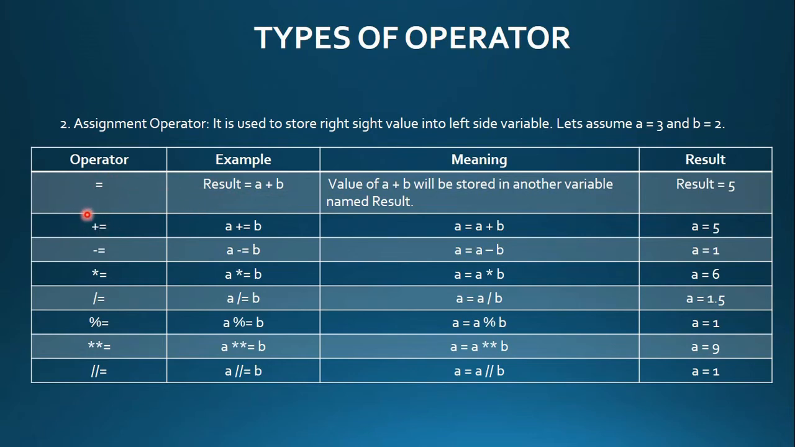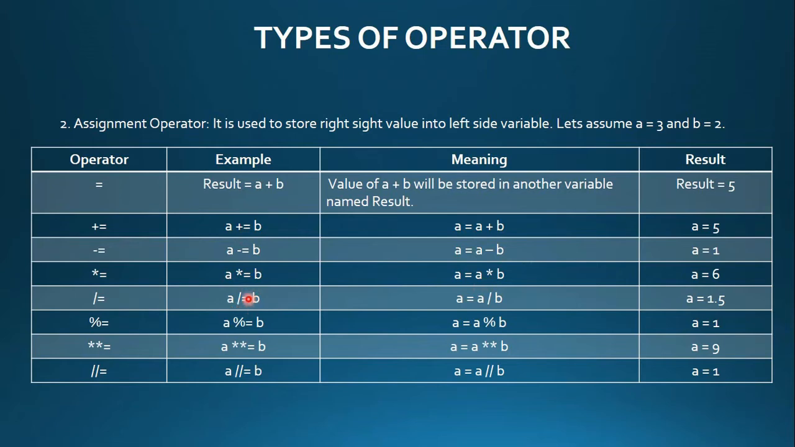Next operator is plus equals to operator. Here you can see, if you write a plus equals to b in Python console, what does it mean? It means a equals to a plus b. If you write a minus equals to b, what does it mean? It means a equals to a minus b. If you write a multiply equals to b, what does it mean? It means a equals to a multiplied by b.